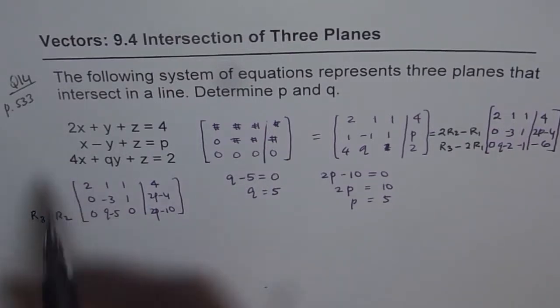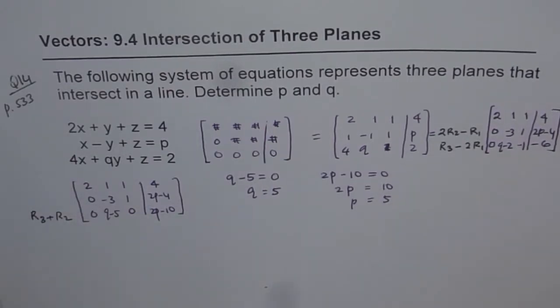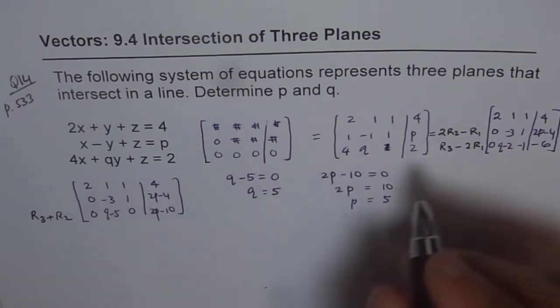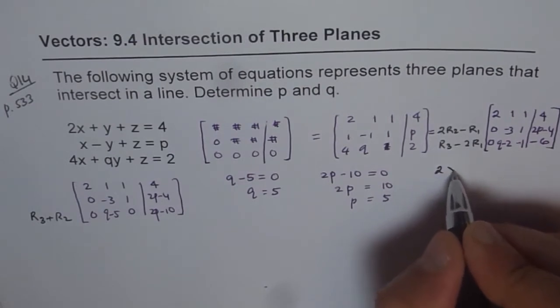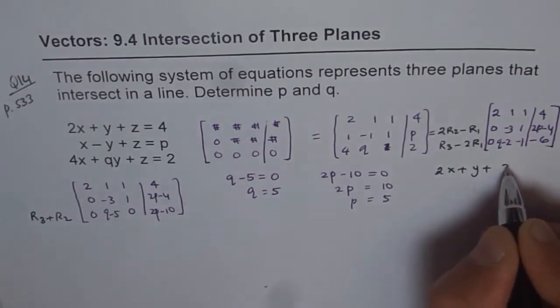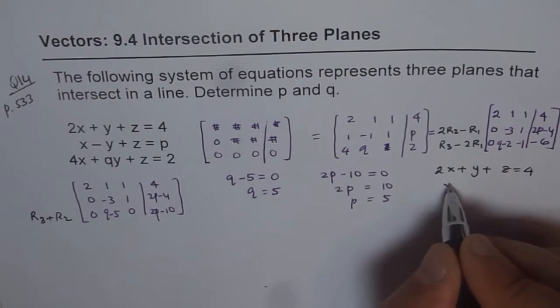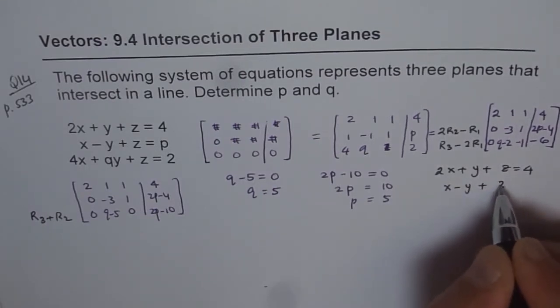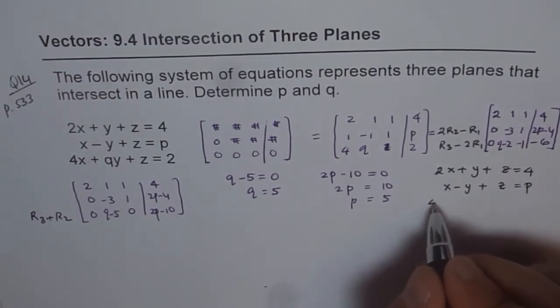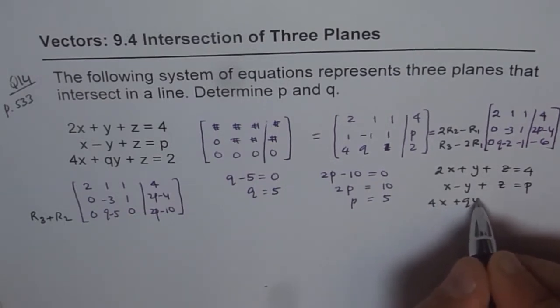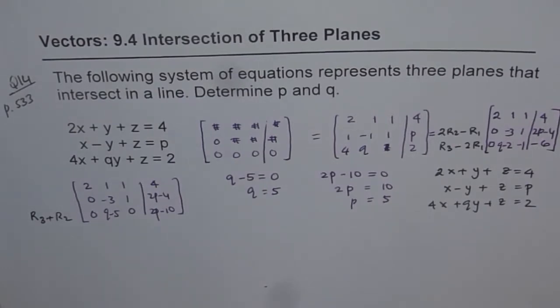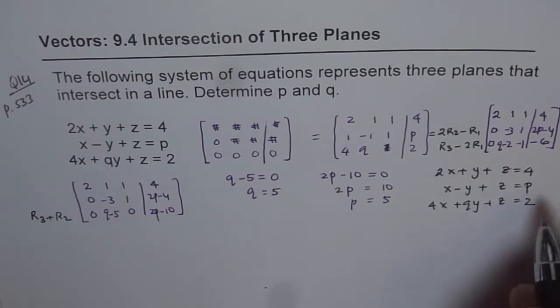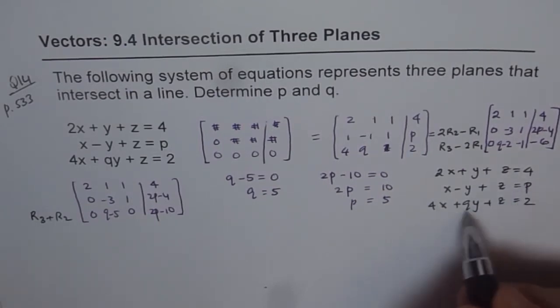And therefore, we get our matrix as, let me write it in a different ink now. We'll plug in 5 and 5 for p and q and write it as 2x plus y plus z equals to 4, and we have x minus y plus z equals to p, and we have 4x plus qy plus z equals to 2. So that becomes the matrix, right? Now, that is actually the original matrix I copied. So we have to write the value of p and q.